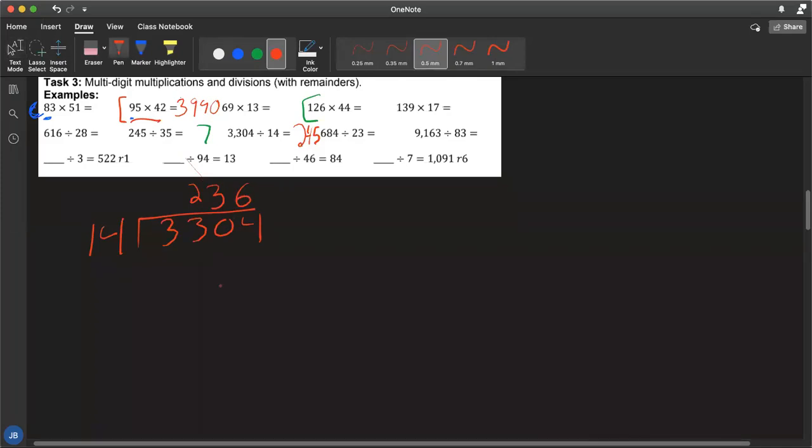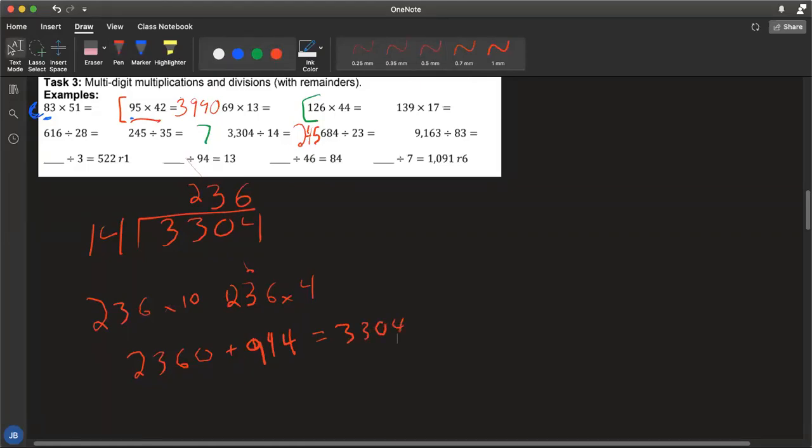All right. So now we can always come in here and check it, right? 236 times 10 plus 236 times 4, right? So we get 2,360 plus, now we will end with a 4 at the 2, 4, 8, and 9. And that will give us 3,304. Perfect. Good job, Bonnie. Thank you.